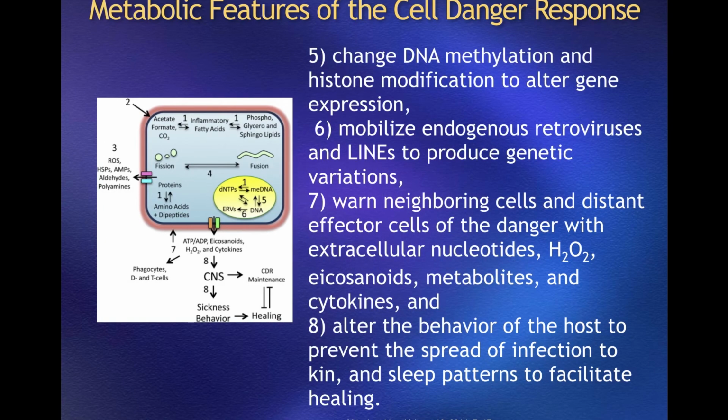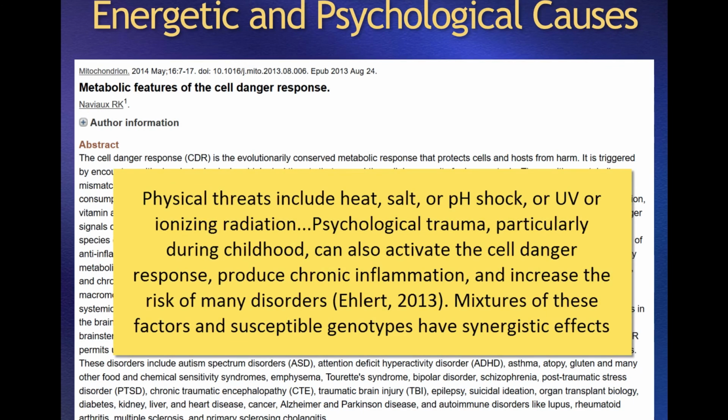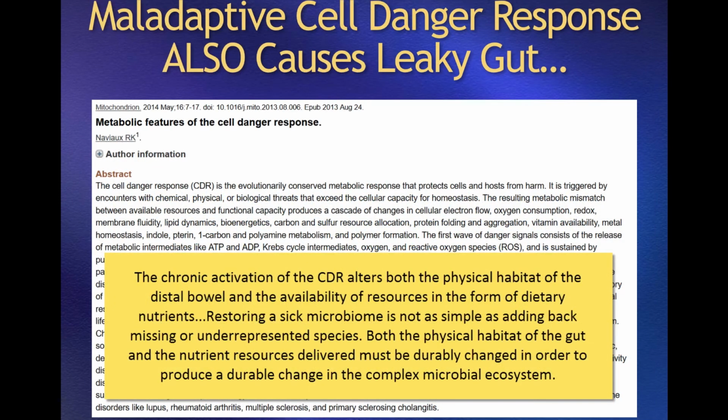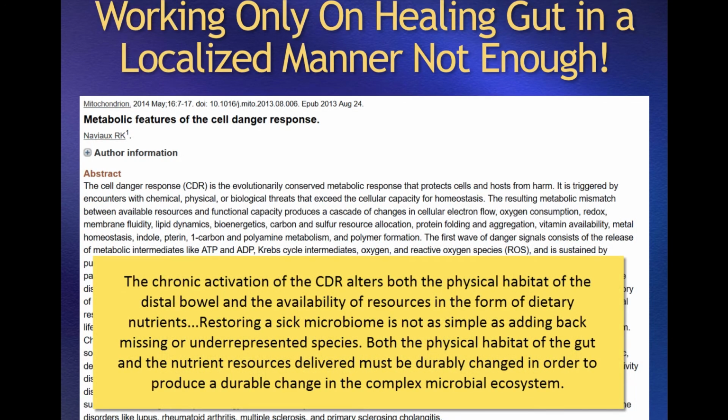So major changes, and I should say, in this original paper, Metabolic Features of the Cell Danger Response, physical threats include heat, salt, pH shock, UV and ionizing radiation. And here's the key piece: psychological trauma. This is Naviaux's paper. This is what he's saying. Psychological trauma, particularly during childhood, can also activate the cell danger response, produce chronic inflammation, and increase the risk of many disorders. So just to say, there it is. It's one of a number. It's very interesting that this cell danger response will change the microbiome, and therefore he also says it's not enough just to balance the bacteria in the gut.